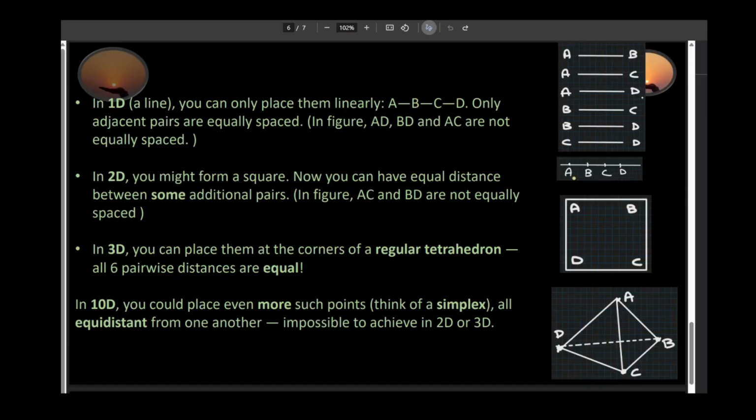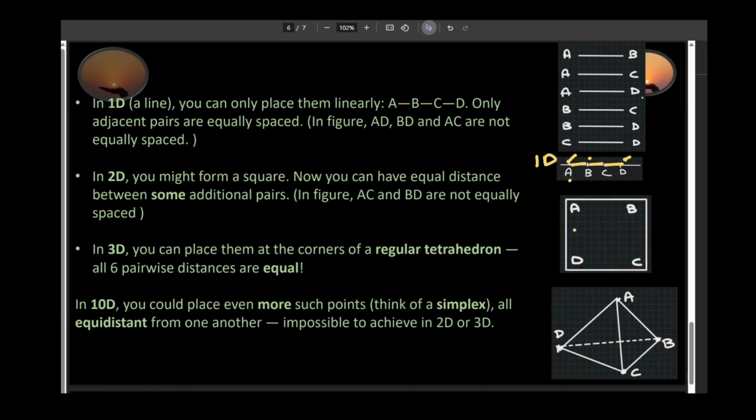Suppose you put these points in one-dimensional space. That would be this right here. So in this case, you can see that the distance between AB is the same as the distance between BC and CD. But the distance between AD, that would be this, is not the same as the distance between B and D and not the same as the distance between A and C. So these distances are different. So they are not equally spaced.